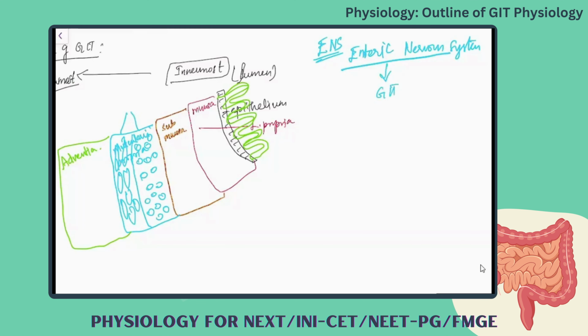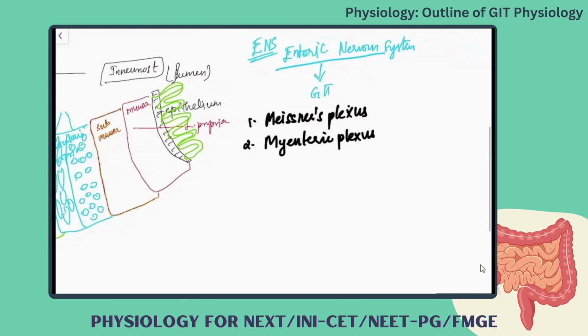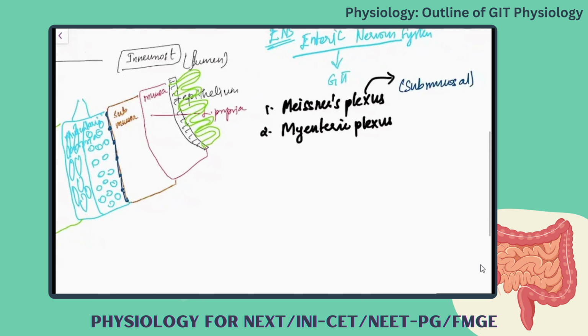Okay, so in the enteric nervous system, there are two categories. One is Meissner's plexus and the other one is the myenteric plexus. Meissner's plexus is also called the submucosal plexus. In the sense, it is present at the junction between the muscular layer and the submucosa. This is how Meissner's plexus is arranged. All over the entire gastrointestinal tract, you have this nervous innervation. Okay, clear? And the next one is the myenteric plexus.